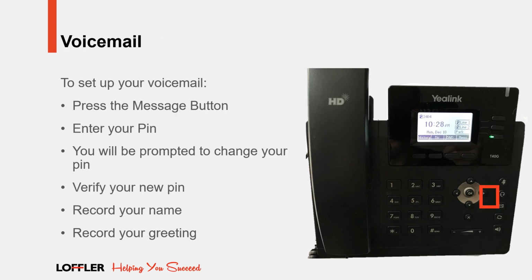To set up your voicemail, press the Message button. Enter in your PIN. The default is 2417. You will be prompted to change your PIN. It must be between 4 and 6 digits long, non-sequential, or repeating. Verify your new PIN. Record your name when prompted, and record your greeting.